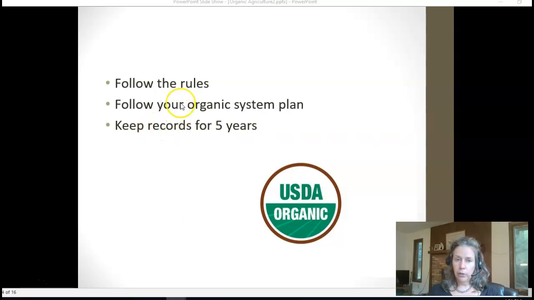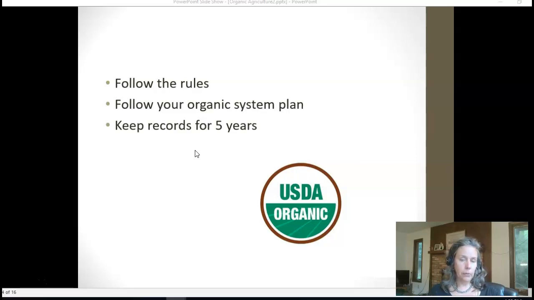So you need to follow the rules in organic production. You devise your own organic plan. You write a narrative about how you plan to follow organic production in line with the standards. And then you keep your records. There's quite a bit of record keeping that's required, and it's probably one of the reasons that we're not certified organic at the SD farm or our garden, is that we just have so many people that work in the garden or work at the farm.